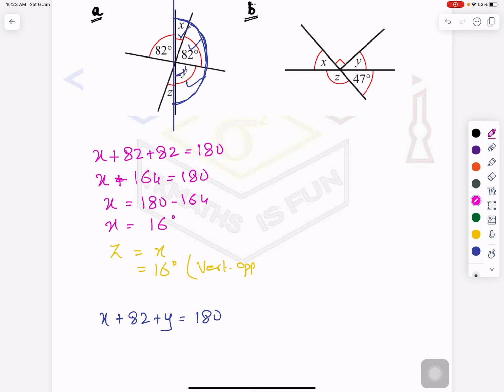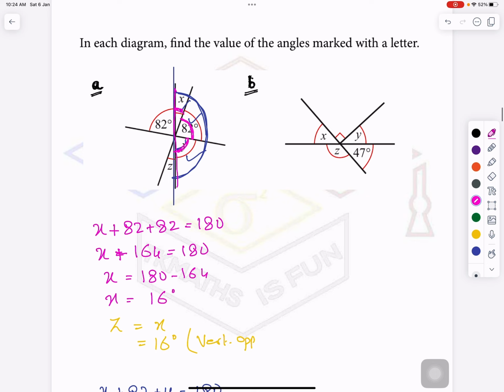line. You can see here this angle and this angle. So they are making a straight line. X you already know is 16 degrees. You have calculated it in the earlier part. So now you add them up, take them to this side and minus from 180. Let's see part B.